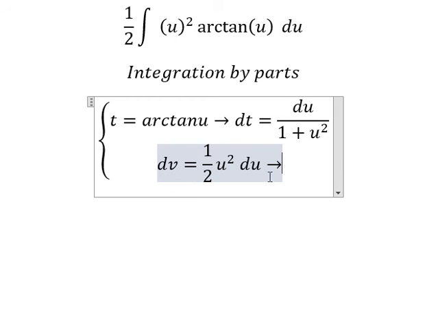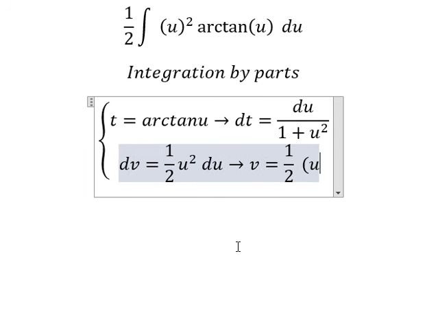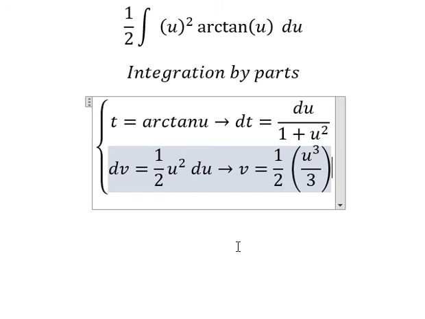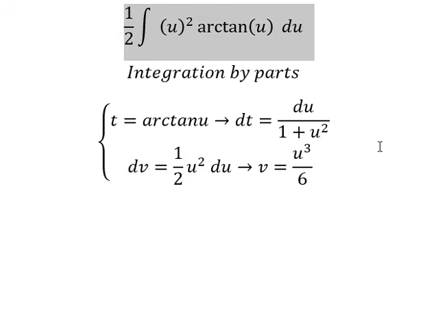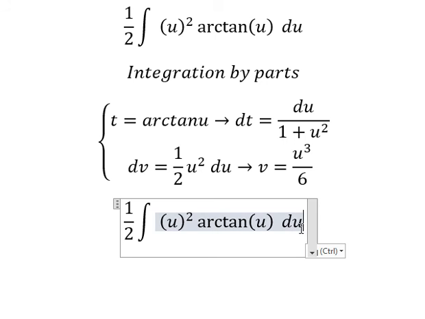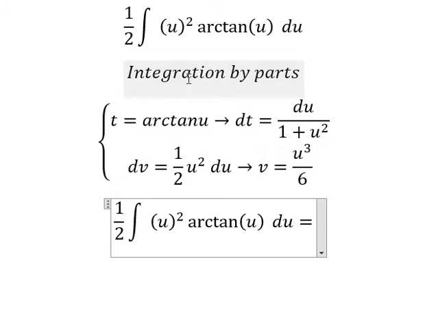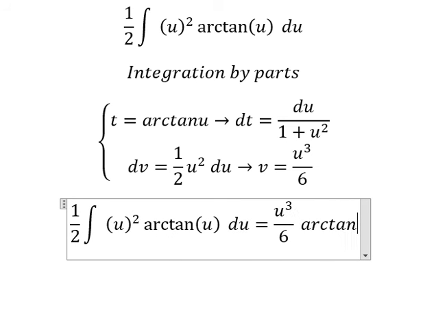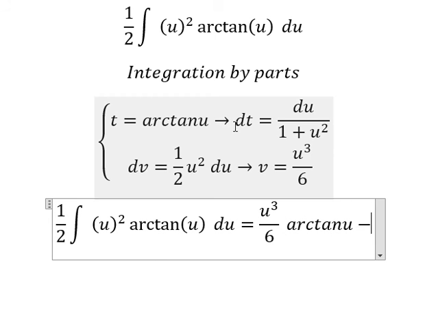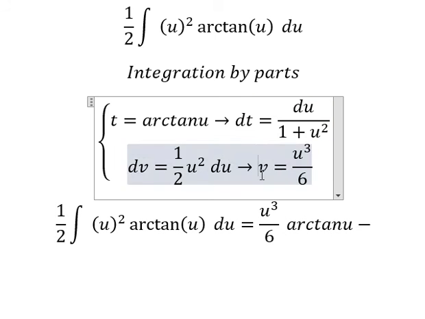The integration of this one, we have 1 over 2 times u to the power of 3 over 3. So number 2 and number 3, we have u to the power of 3 over 6. So we have t multiplied by v minus the integral of v multiplied by dt.